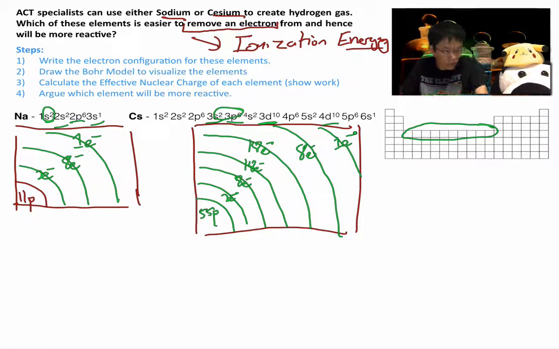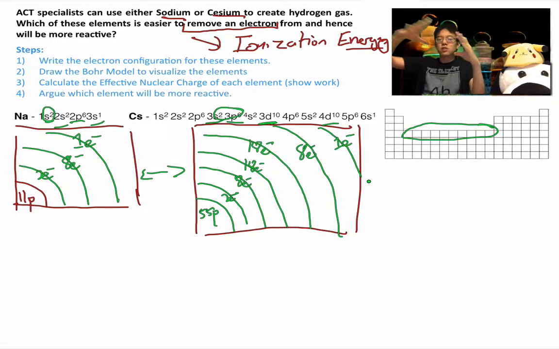And very clearly, I see a big difference between these two elements, right? Obviously, the cesium atom is going to be much bigger because there are so many more energy levels. The electrons are going to be further away from the nucleus. And that's going to be something very important that I make note of.